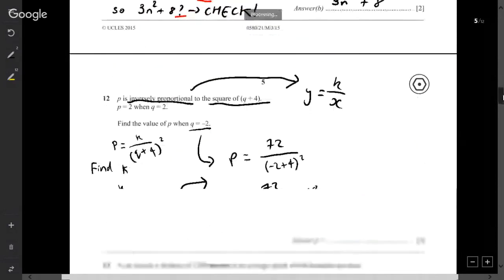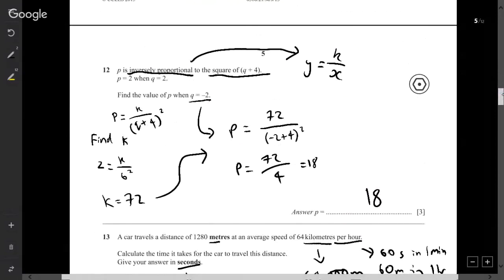Okay, number 12. P is inversely proportional to the square of q plus 4. Okay, so the square of q plus 4 is just q plus 4 squared. Inversely proportional. When we see this, think of this as your equation, y equals k over x. That is, it is inversely proportional. So find the value of p when q is minus 2. All right, so first of all, we need to find k.